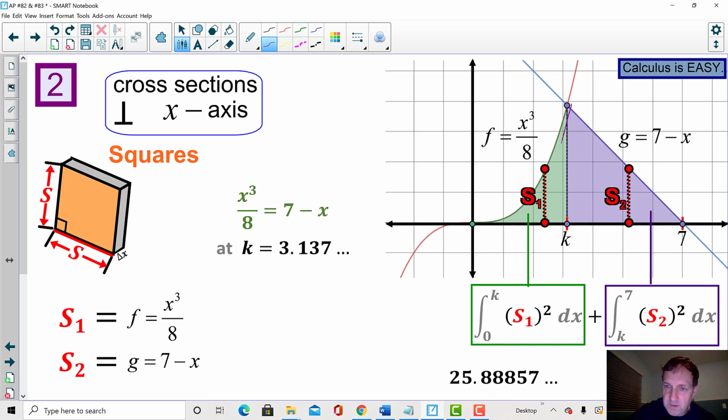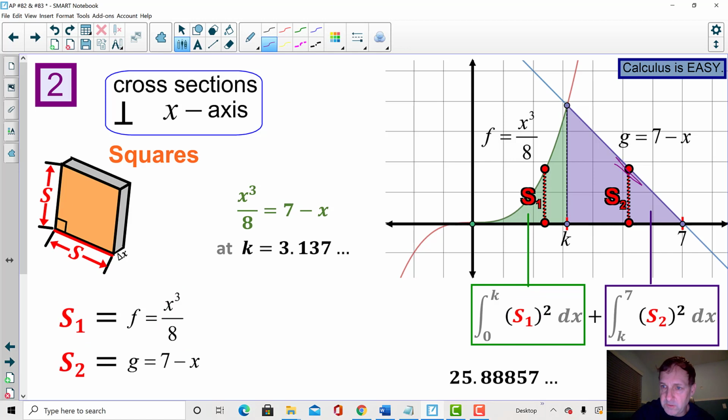But for the green region, the s is going to be top minus bottom, where the top is f. So the top is going to be x to the third over 8. The bottom is 0 for both of them, so that's not really a big deal. You don't have to put minus 0. But our S1 is going to be x to the third over 8.